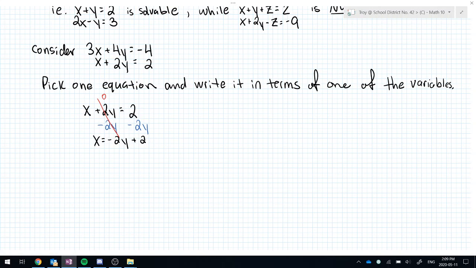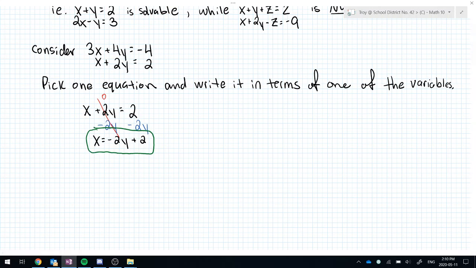You might notice here that if this x variable did have a coefficient, my next step would then be to divide everything by the coefficient. So again, another step, but we chose a good variable to isolate here, so we don't have to do that. Okay, so we have a statement here, right? We know that for the whole system, x is equal to negative 2y plus 2.